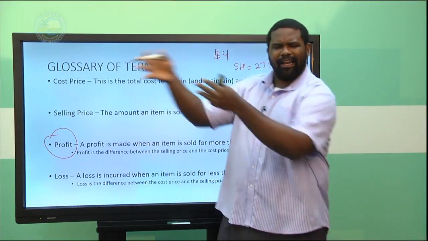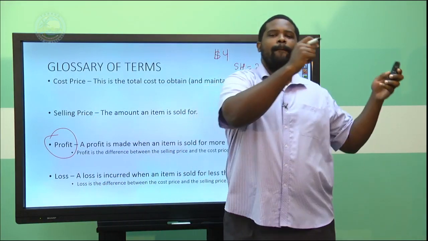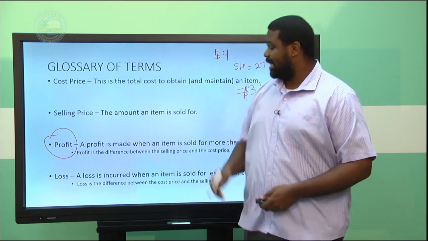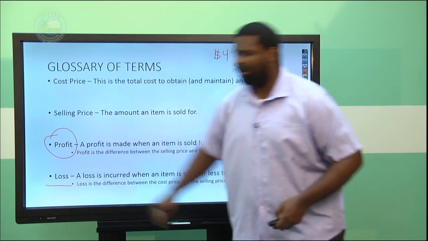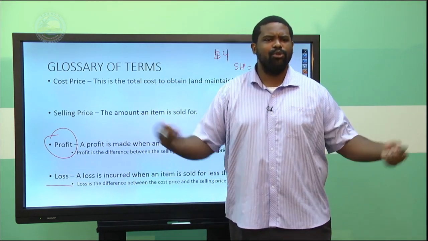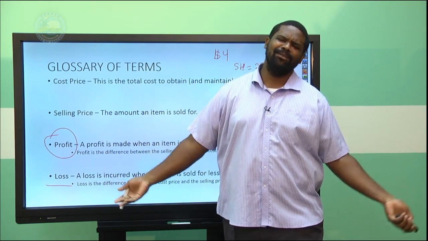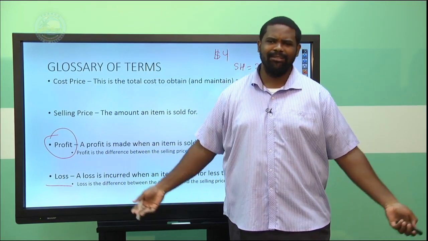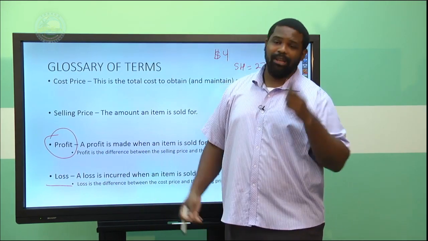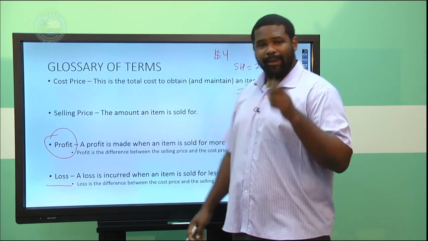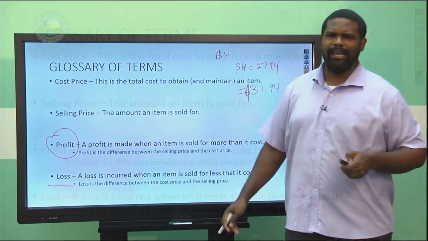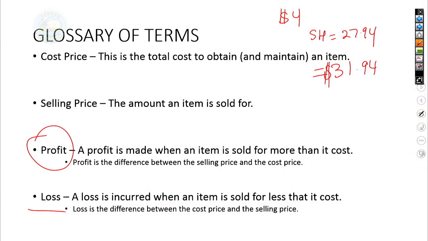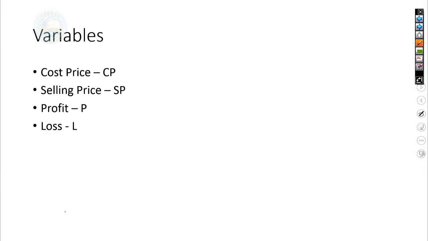But if you sell it for less than it costs to obtain it and maintain it, then you would have made a loss. And nobody wants to make a loss, because we don't like to lose. Who likes to lose? Let's be real here. No one likes to lose. And we especially don't like to lose money. Which is why it's important for us to understand the basics. But I know you already know the basics, so we're going to move on a bit.